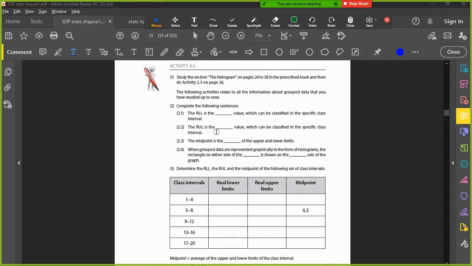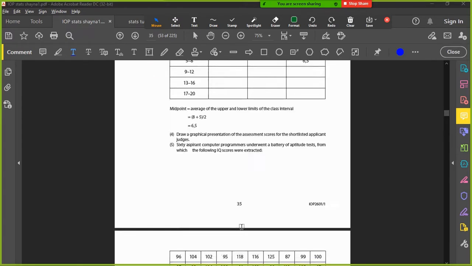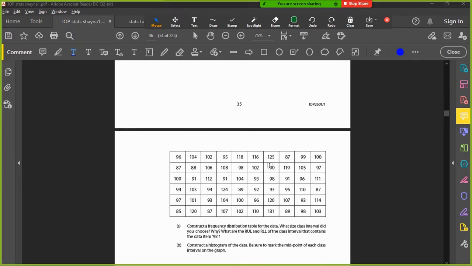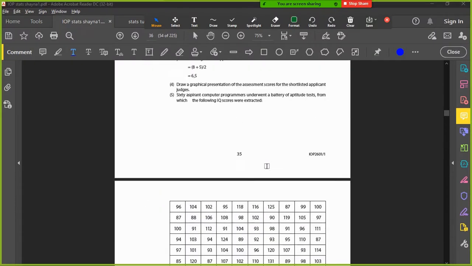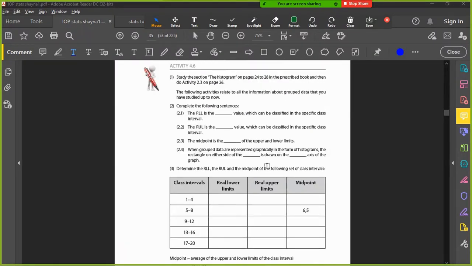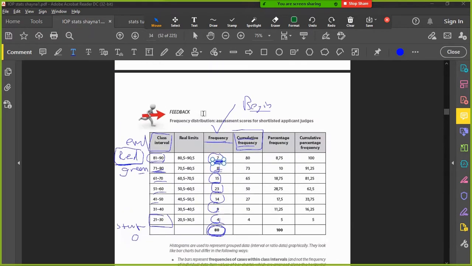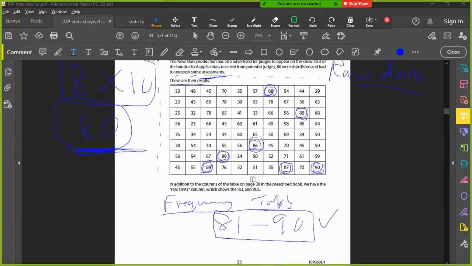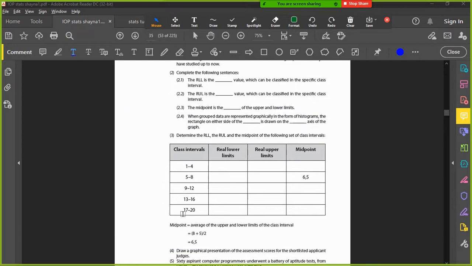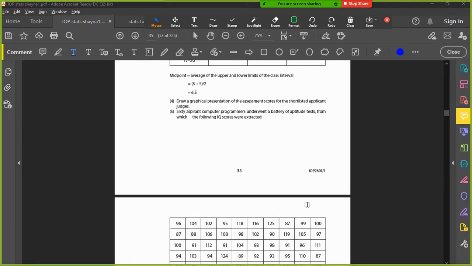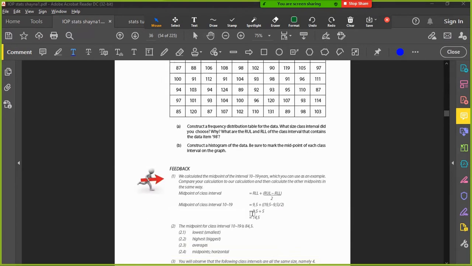Here's another activity, but these are theory questions asking you to find the value. They've given you a table. Do you want me to do this one, or do you want to discuss it? How do you want to do this? We've looked at this one. So here's an example, and we've discussed it. Now they've asked you to do your own. Here are the intervals, lower and upper, midpoint, but they're looking at that data.